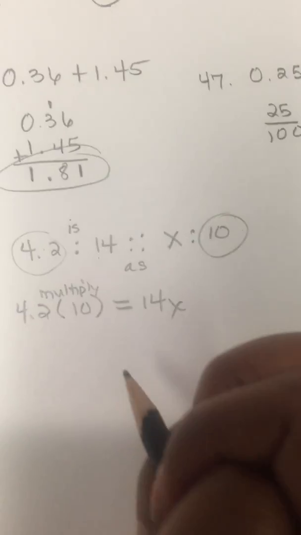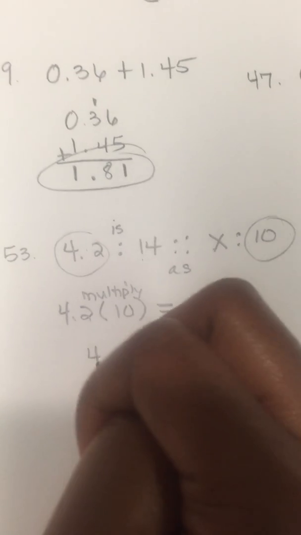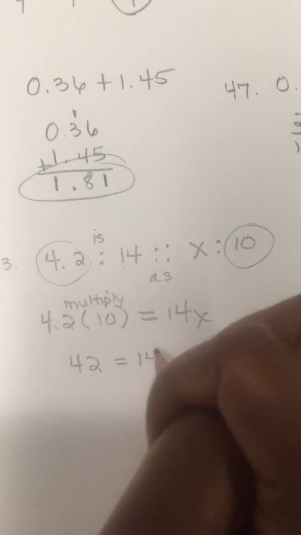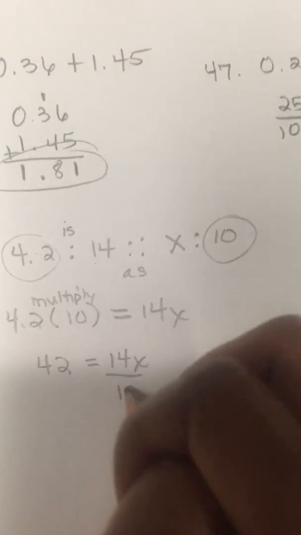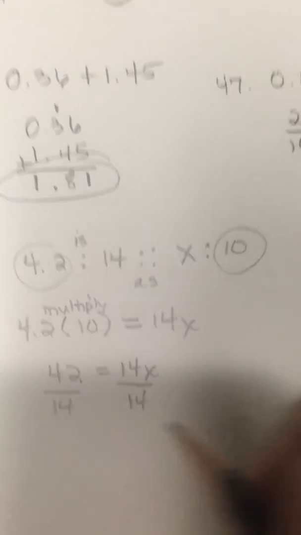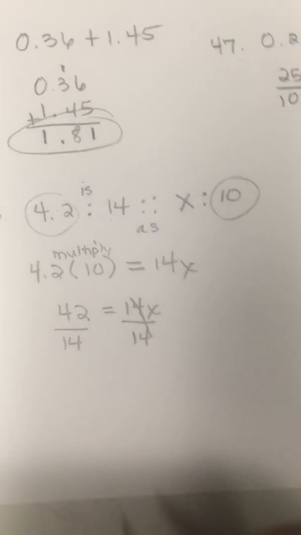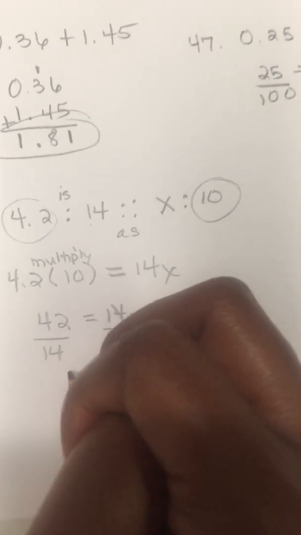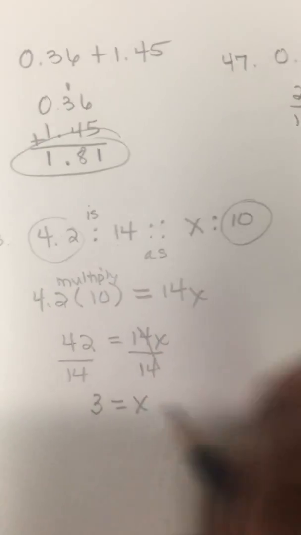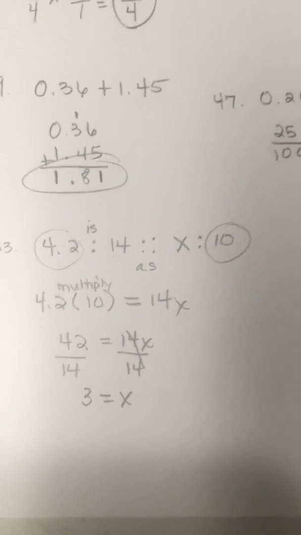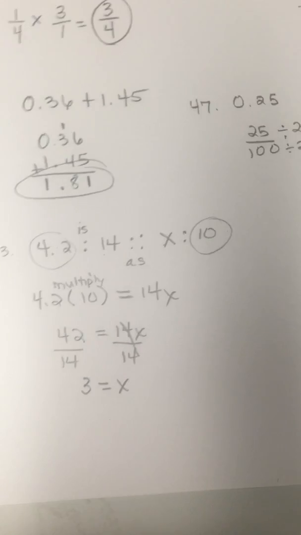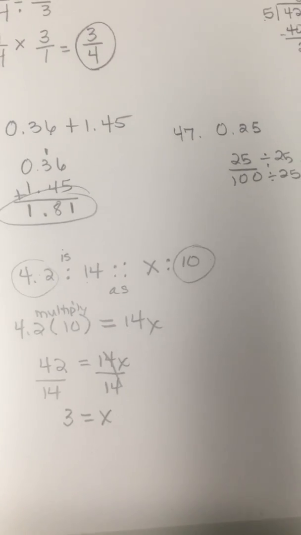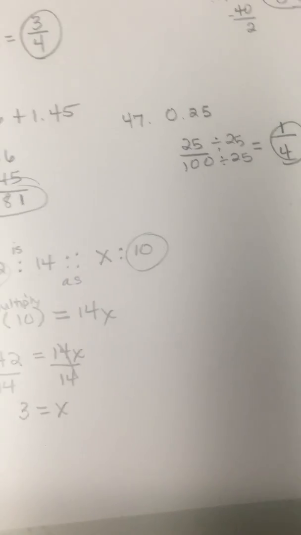So 4.2 times 10 is 42, equals 14x, and we want you to solve for x. I want you to divide both sides by 14. And 42 divided by 14 in your calculator will give you 3. So you multiply the outsides first, and then put the means that are in the middle together.